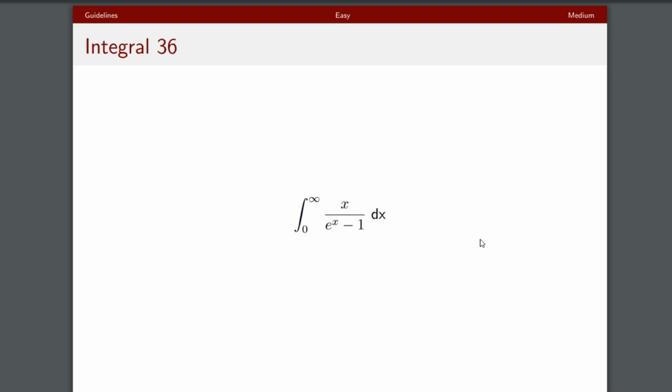Oh my god. Taylor series. Well, it's not really Taylor series, it's geometric series. But x. Here we go. Okay, we got this. Let me double check that I'm doing this correctly. Yes, I am. Okay.